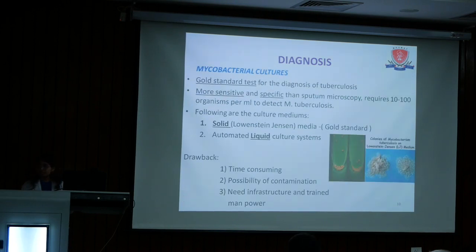Diagnosis by mycobacterial culture. It is the gold standard test for the diagnosis of tuberculosis and more sensitive and specific than sputum microscopy, as it requires only 10 to 100 microorganisms per ml to detect Mycobacterium tuberculosis. So following are the culture media that are used: solid Lowenstein-Jensen medium, which is the gold standard we use, and the automated liquid culture system. Drawback of it is time consuming, possibility of contamination is present, and it needs infrastructure and trained manpower.